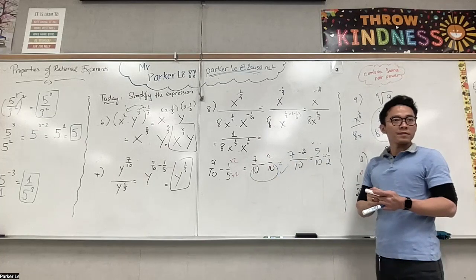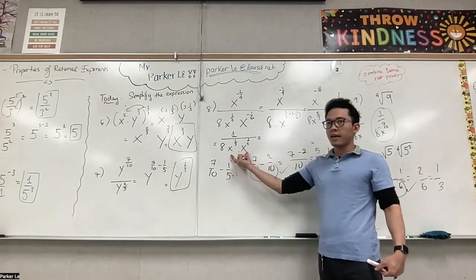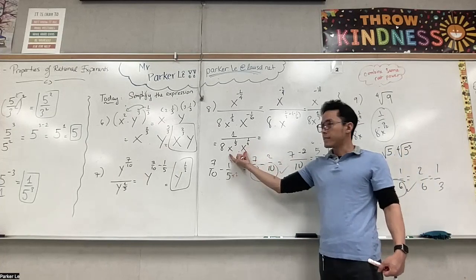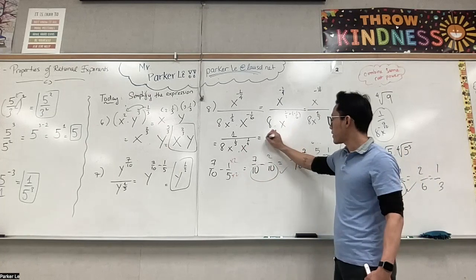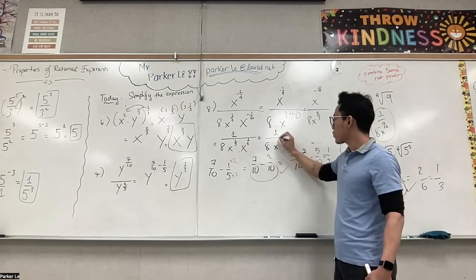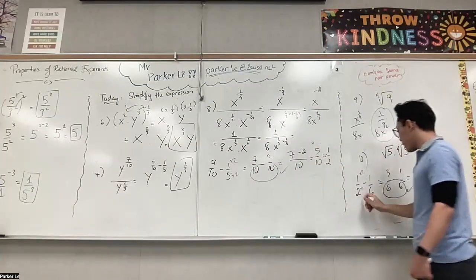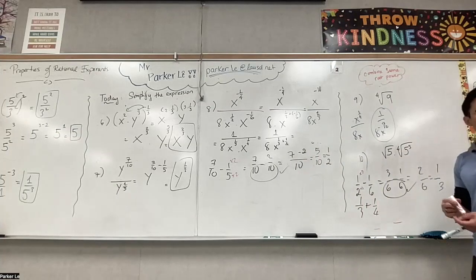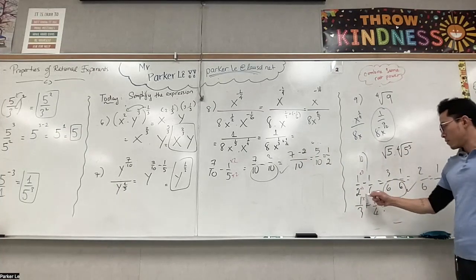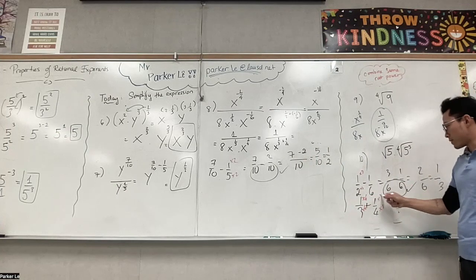Now what are we going to do with this? Multiply x to the 1/3 and x to the 1/4. Same base, so you add the exponents. So x to the 1/3 plus 1/4. What is 1/3 plus 1/4? How can you add two fractions? Multiply this by 4, and multiply the other by 3. Very good.